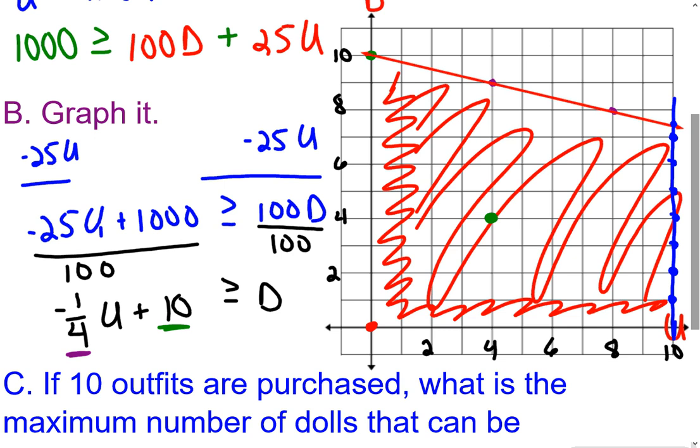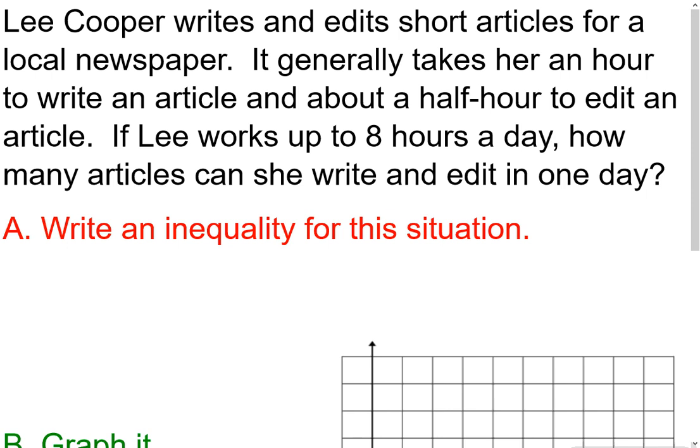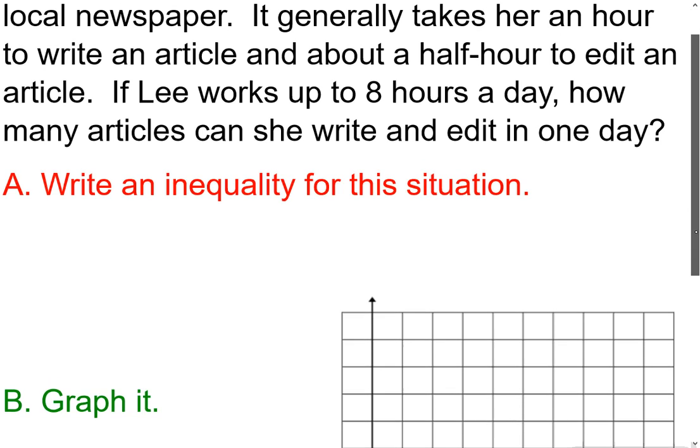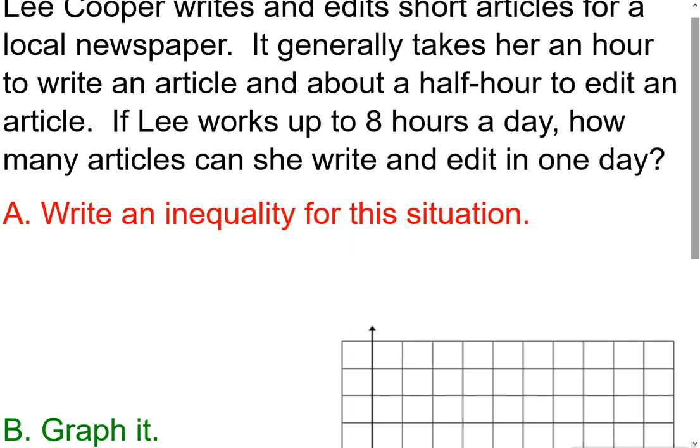Now I have another one here that says Lee Cooper writes and edits short articles for a local newspaper. It generally takes her an hour to write an article and about a half hour to edit an article. If Lee works up to 8 hours a day, how many articles can she write and edit in one day? So again, I want to write an inequality for this situation, but to do that, I'm going to need to identify those variables first.